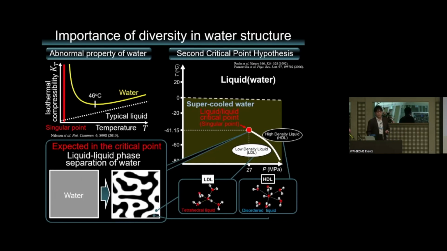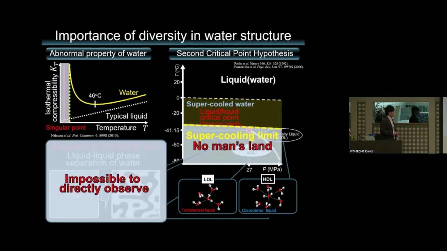This is because the second critical point has been predicted to be in the experimentally inaccessible region beyond the supercooling limit. This region is called the no man's land. Due to the hindrance of the no man's land, it seems to be impossible to directly observe the liquid phase separation of water. So researchers tried to obtain the signature of the liquid phase separation of water from microscopic views.